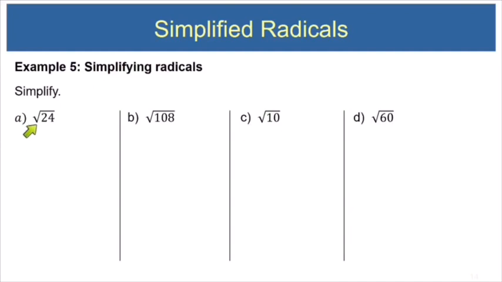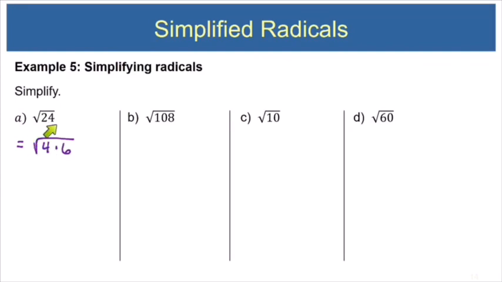Here in part A we have square root of 24. So you need to think of two numbers that can be multiplied together to make 24, and you want one of them to be a perfect square. So you might think of 2 times 12, but neither one of those numbers is a perfect square. 3 times 8, neither one of those numbers is a perfect square. 4 times 6 makes 24, and 4 is a perfect square.